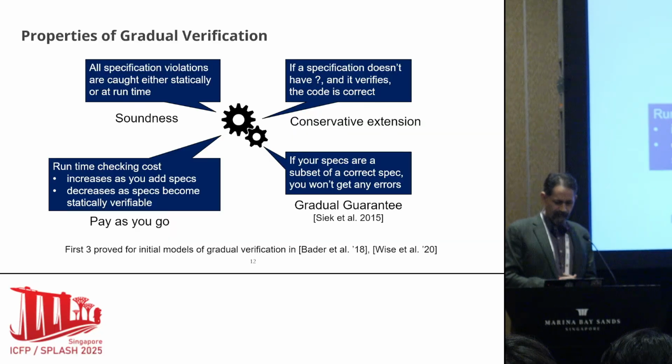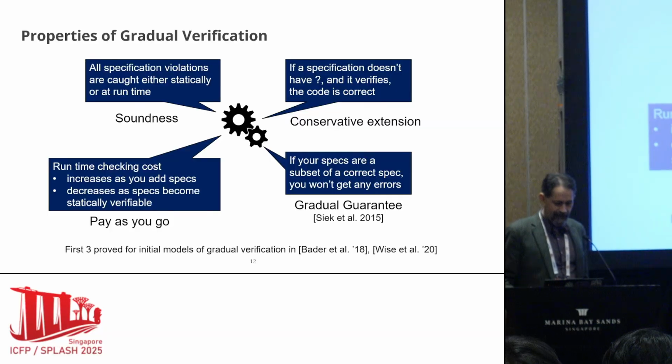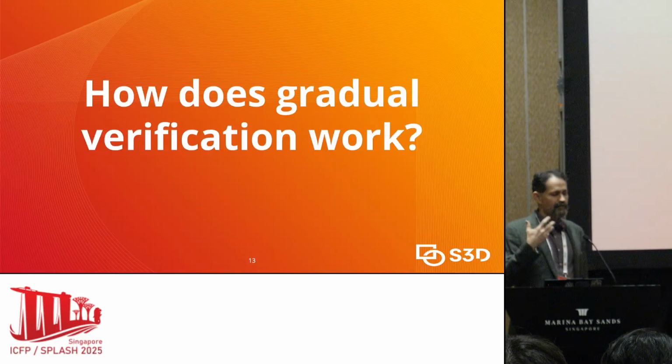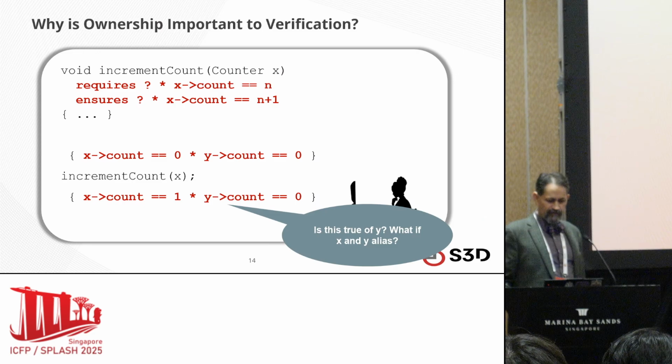And we have some evidence for this, which is in a TOPLAS paper from earlier this year. I need to update the slide with that citation, actually. I won't talk about that today because I just have a short slot here. Let's talk a little bit about how gradual verification works. And I'll start actually with ownership.